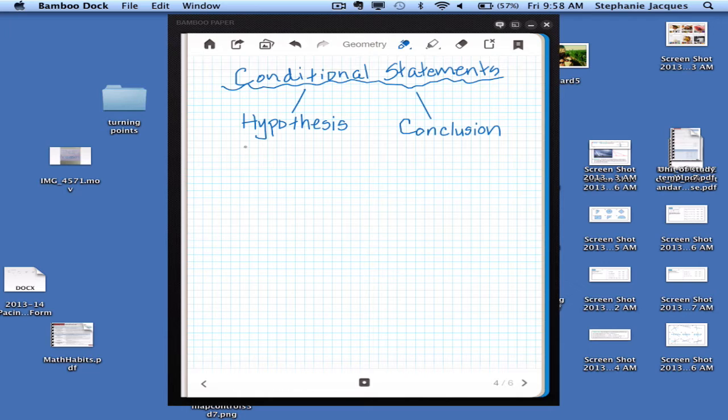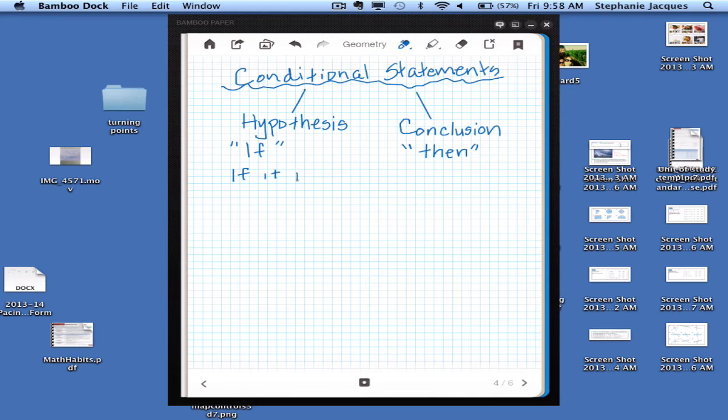So the hypothesis is the part of the sentence that begins with the if. So if I do this, then something will happen. So this is your then part of the statement. So you always know that your hypothesis is the if part of the statement, and your conclusion is the then part. So let's look at an example.